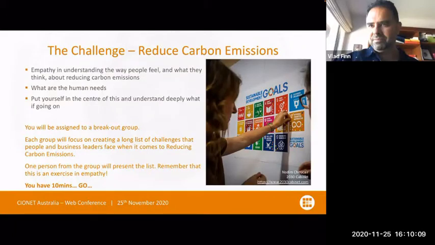What's important here is not about me, or about governments, technologies, and the like. What's really important, when we talk about human-centered design, human-centered thinking, that design thinking element, is that it's very important for us to tap in early into the empathy. So we're going to break out into groups. Someone in the group will take the lead to collect a focus list of the challenges that you, other business leaders, and people see when it comes to reducing carbon emissions.